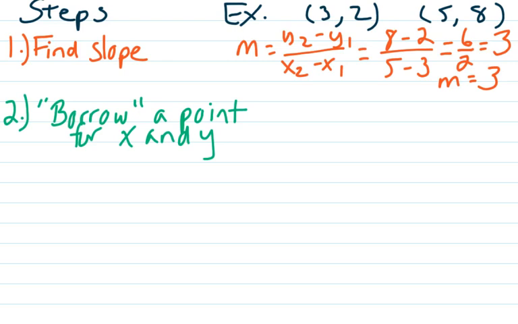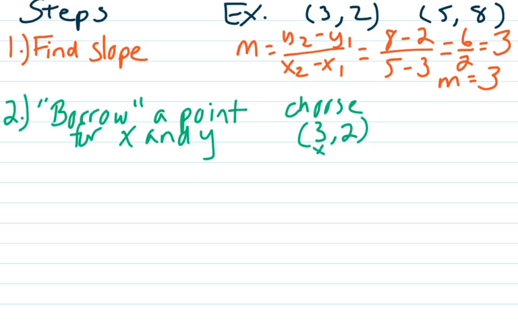So you can choose either point. Either point is fine. I'm just going to choose the 3, 2, but not because it's a better point. You can pick whichever point you want to borrow. So if you're feeling adventurous and you're taking the notes at home, then go ahead and borrow the 5, 8 and work this problem out with the 5, 8, and you'll end up in the same spot.